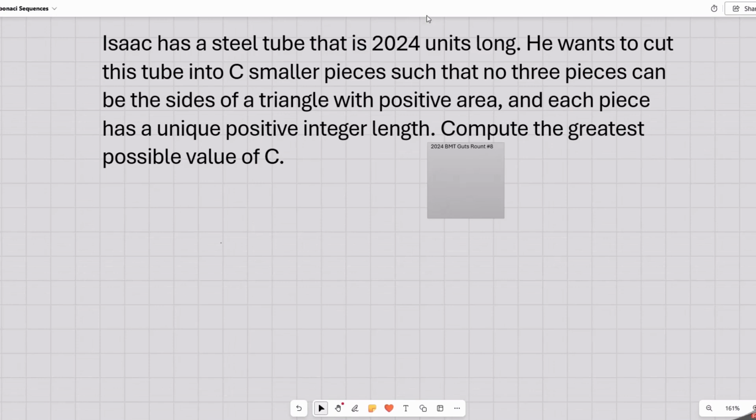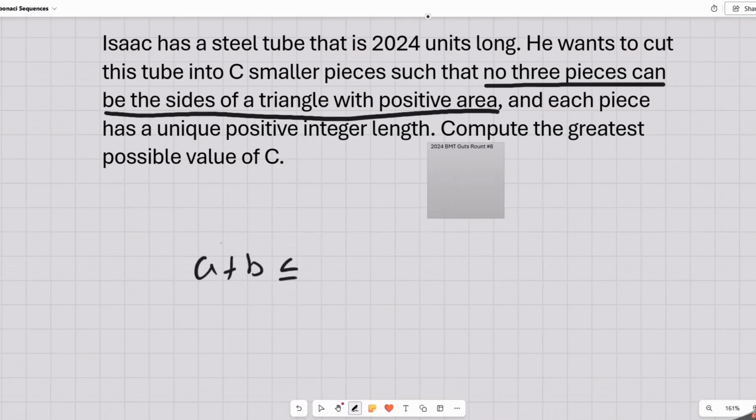So we know here that there's a tube that is 2024 units long. He wants to cut it into pieces such that no three pieces, this is very important, can be the sides of a triangle with positive area. We can set a very simple inequality for this. We can say that A plus B, or the two previous terms, must be less than or equal to C. If this inequality is validated, then our problem can be solved correctly, because you can't make a triangle with these three sides.